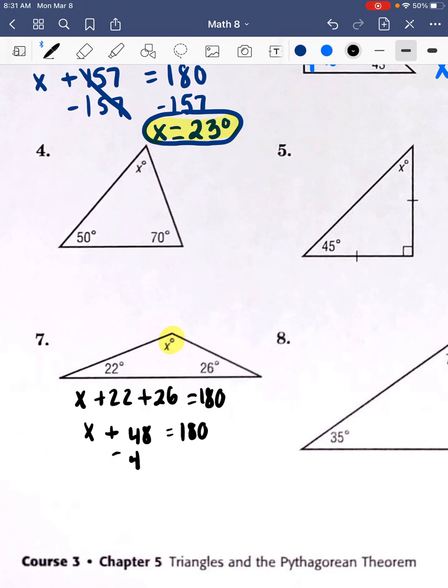And then we're going to subtract 48 from both sides. So we get x equals 180 minus 48, which is 132 degrees. So this angle right here ends up being 132 degrees.